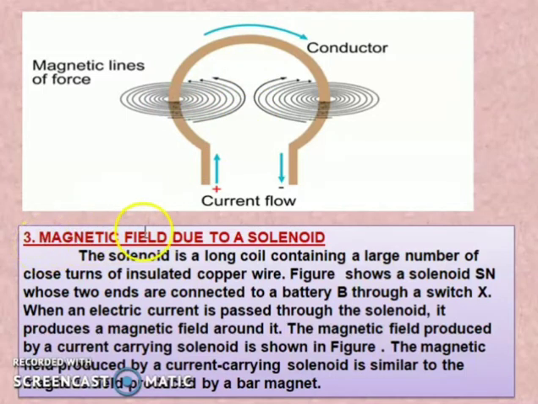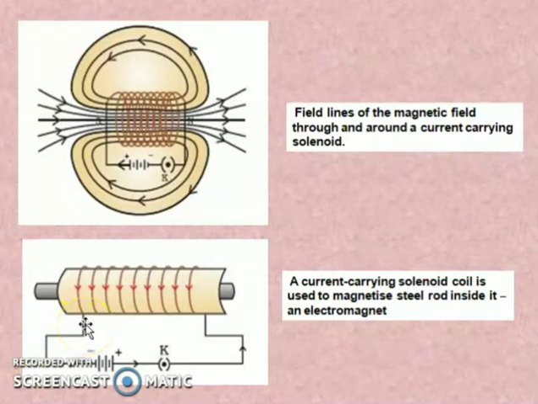Next, the third pattern is the magnetic field due to a solenoid. So what is a solenoid first? A solenoid is a long coil containing a large number of closed turns of insulated copper wire. You can see this one, this is a solenoid. In it you can take so many turns. So this is what we call a solenoid. If you take a pencil and wind a wire around it, it becomes a solenoid.